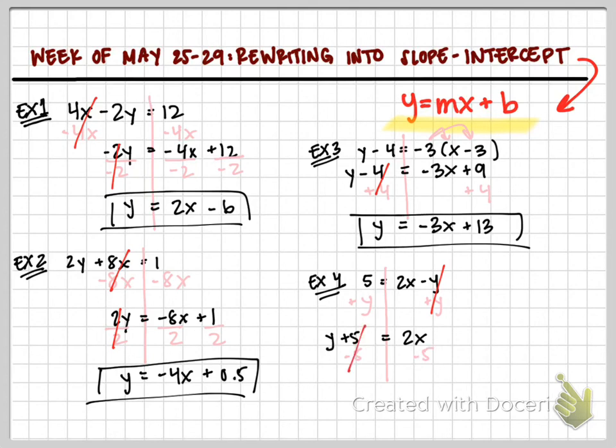Those cancel, and we are left with y equals, can we combine the 2x and negative 5? Hopefully you said no, because they don't both have an x, so they need to be separate. So I'll put 2x and then minus 5, and that is in slope-intercept form, y equals mx plus b.